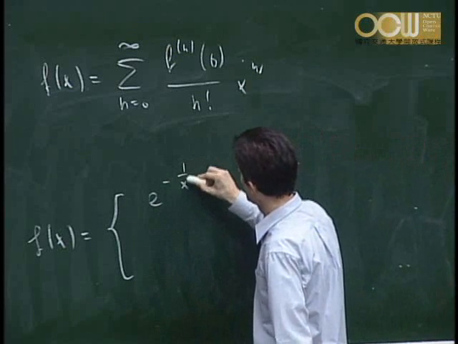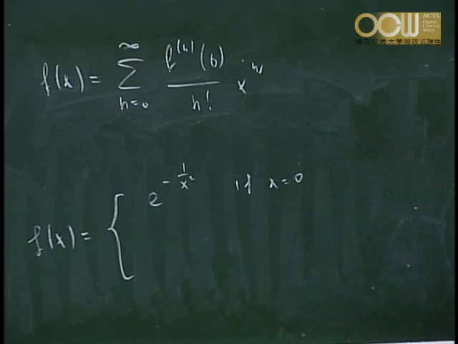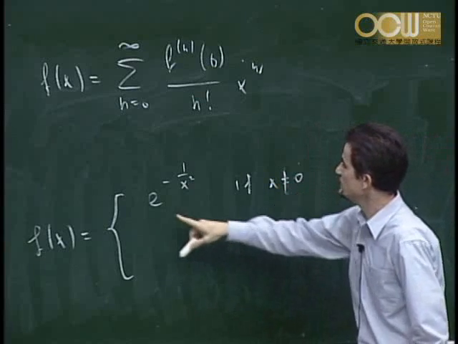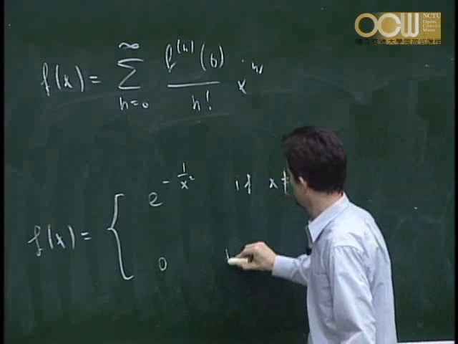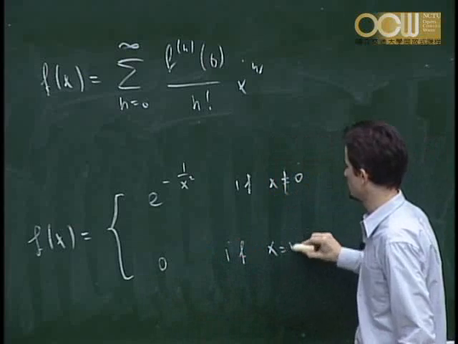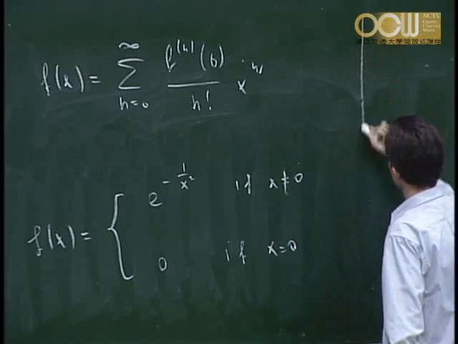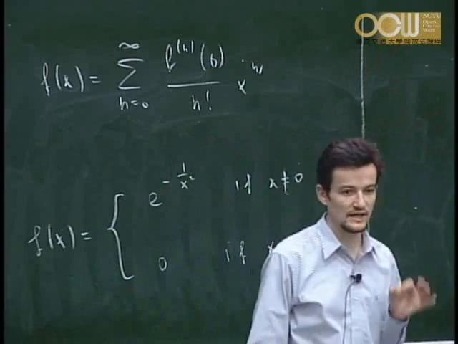So you define a function as e to the minus 1 over x squared if x is not equal to 0, and 0 if x is equal to 0. We are interested in the usual problem: find the power series representation of this function here, centered at the origin.